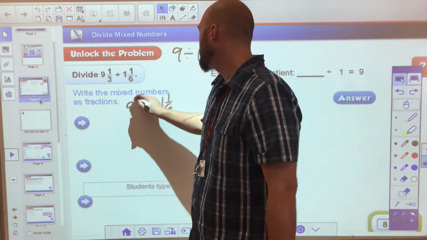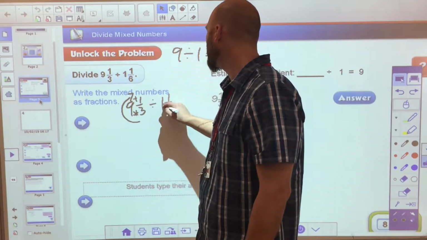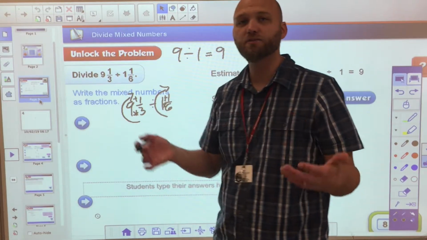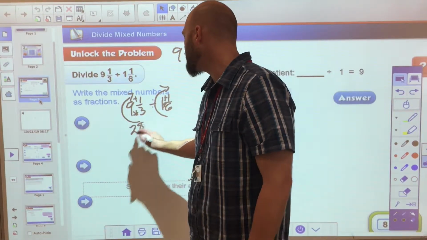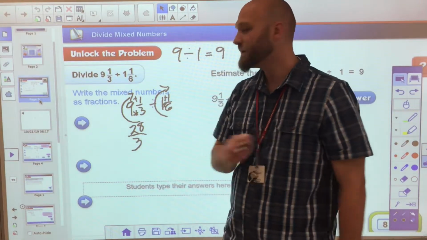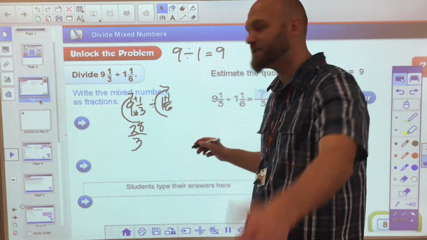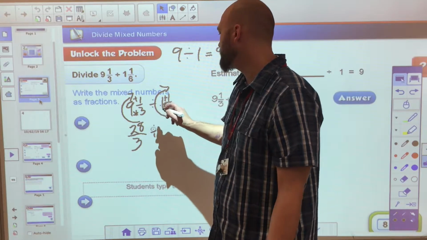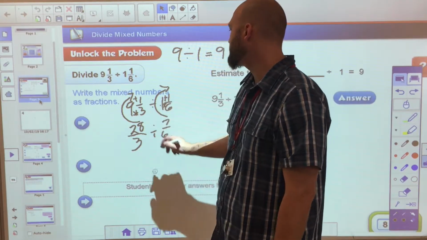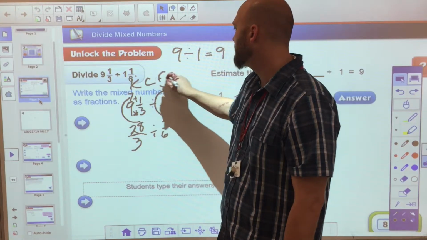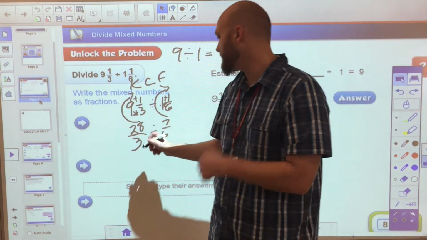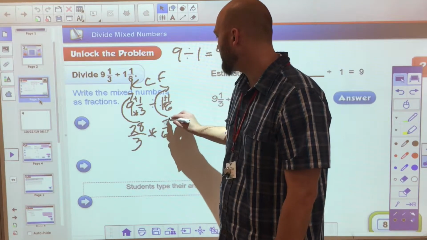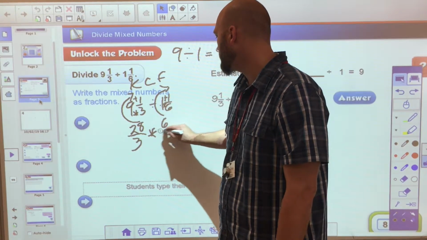So I'm going to use the C method and turn this into 2 improper fractions. 3 times 9 being 27, plus 1 is 28/3. Still divided by 3, right? Because every fraction is a division problem. And 6 times 1, which is 6, plus 1 is 7/6. Now, keep it, change it, flip it. So I'm going to take 28/3, and then I'm going to change division to multiplication. And I'm going to flip 7/6 to its reciprocal, 6/7.